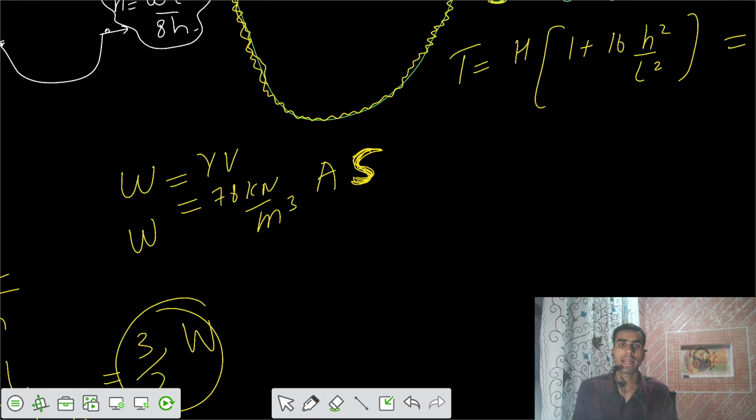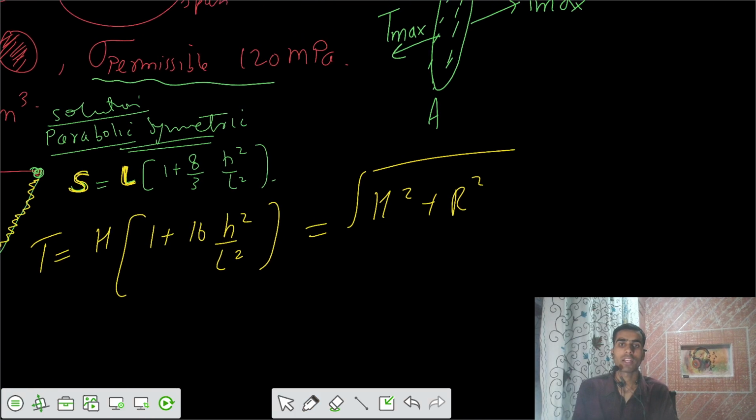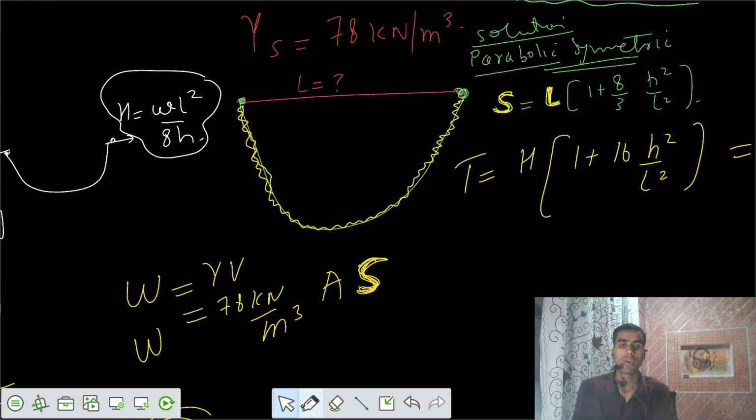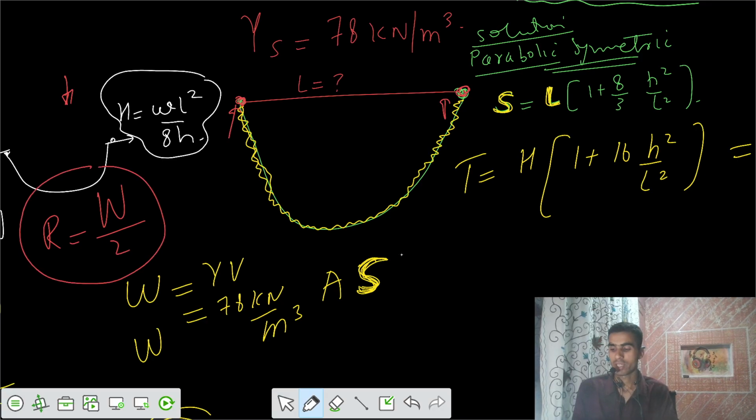Similarly, I can get the T max. I can get the reaction also. Can you get the reaction if we have two supports and loaded symmetrically? I would say reaction 1 would be equal to reaction 2. What is the reaction we can have? Would that be equal to total weight? It has to be, because total weight is always downwards under the action of gravity. So 1/2 of that load would be taken by each reaction, W/2.